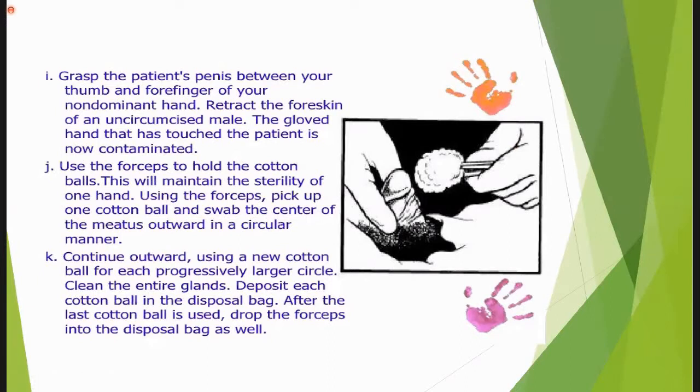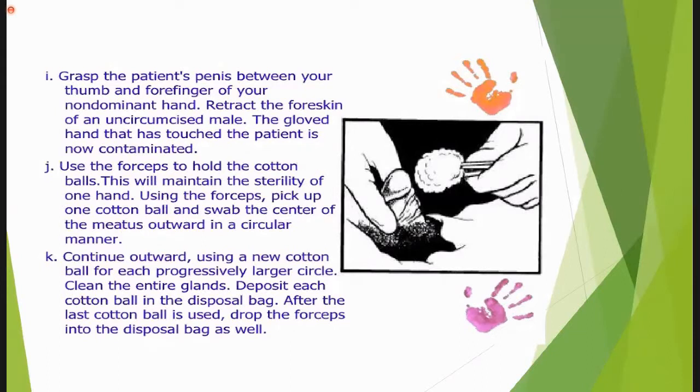Hold the penis with your non-dominant hand and retract the foreskin, and the gloved hand that has touched the patient is now contaminated. Use the forceps to hold the cotton balls. This will maintain the sterility of one hand. You have to hold the penis with the non-dominant hand and clean the surface area with your sterile hand. Is it clear?